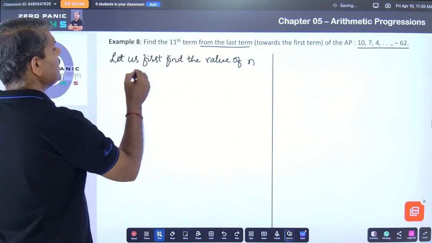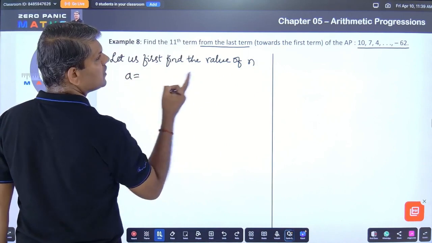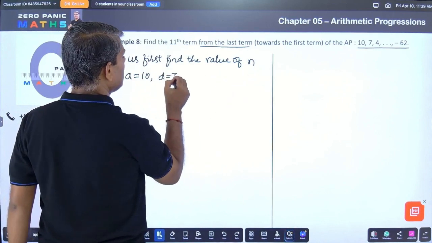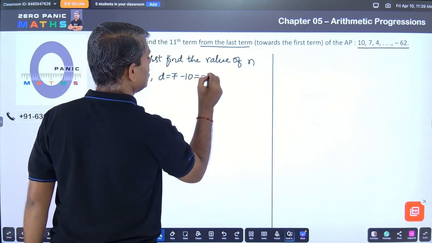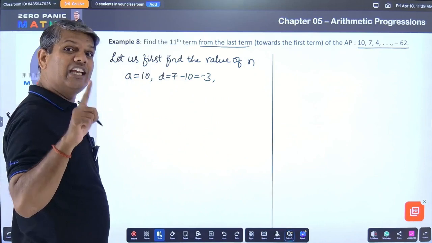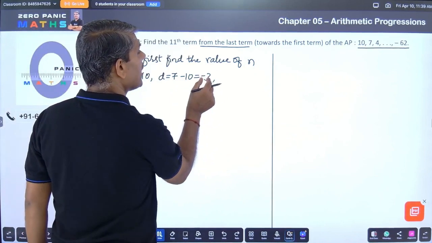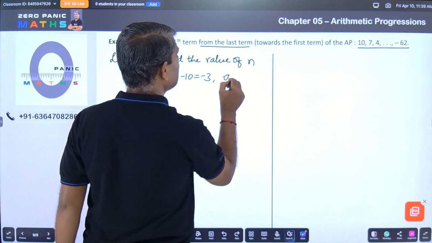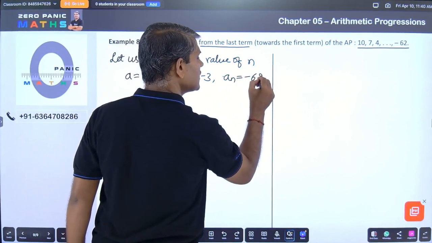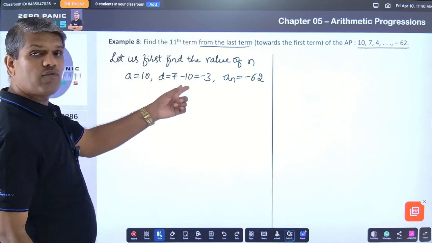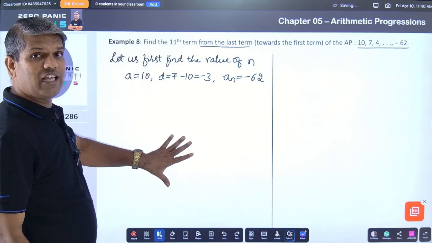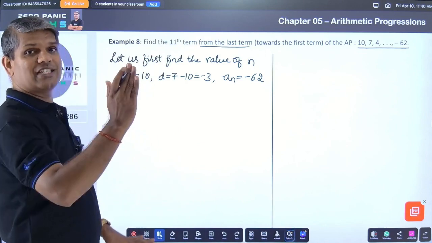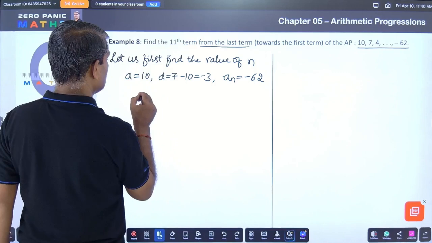So what is a here? a is 10, right? And what is d? d is the second term minus the first term, and that is minus 3. Remember, it is not 3, it is minus 3, because by adding minus 3 to the previous term, you are getting the very next term. And an in this case is minus 62. With this given information, you need to find out how many terms there are. Based on that, you can decide what will be the 11th term from the last. Let us find it out.